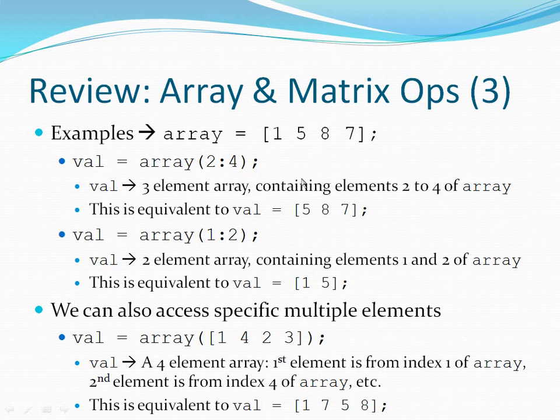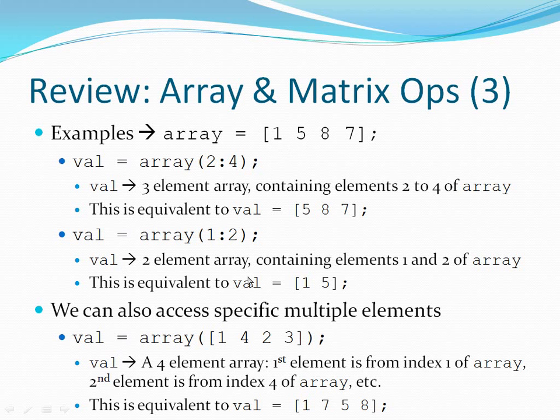If I wanted to create an array where I just grab the first 2 elements, it's just 1 colon 2, right? So first element to the second element, it'll create a 2-element vector with 1 and 5, stored in a new variable called val.